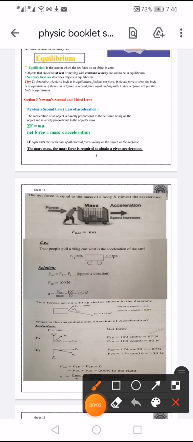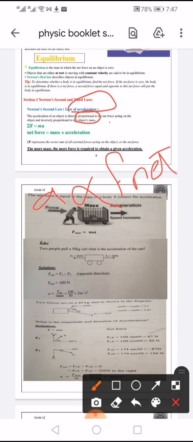Today we are going to take Newton's second law, the law of acceleration. The acceleration of an object is directly proportional to the net force acting on the object, and inversely proportional to the object's mass.